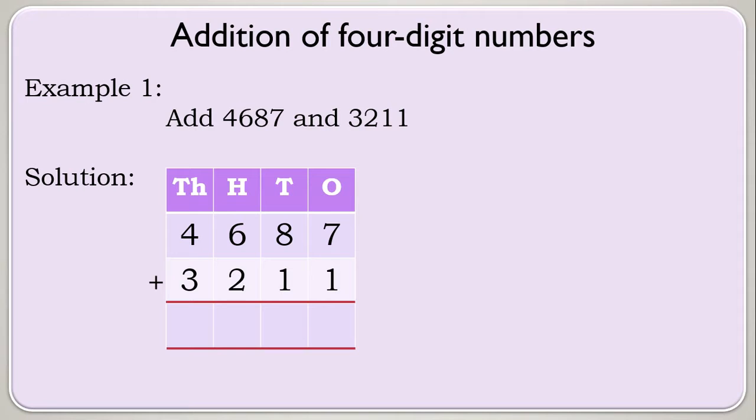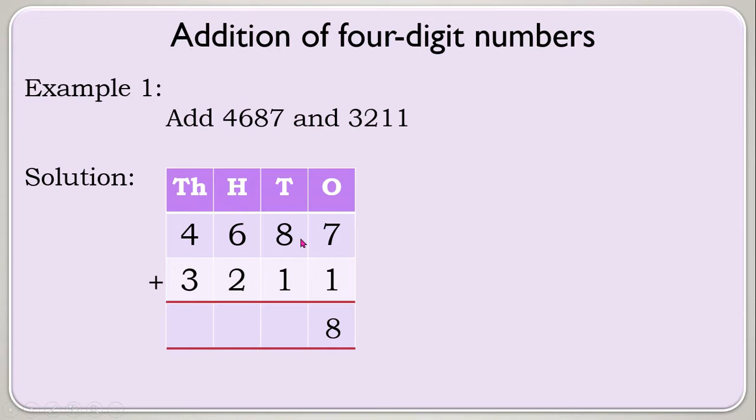Both of these numbers are 4-digit numbers, and we have written these numbers according to their place values. After writing down these numbers in this format, now we can add them easily. Now let us add the digits in ones place, that is 7 and 1. So 7 plus 1 is 8. Let us write down 8 here.